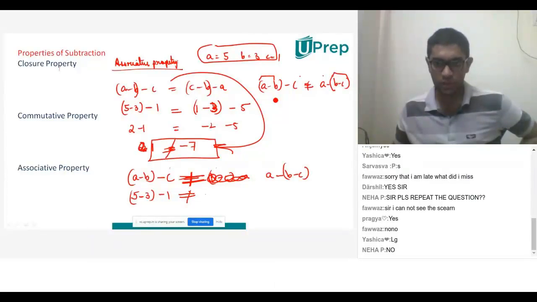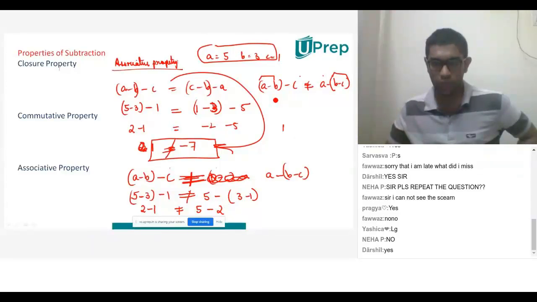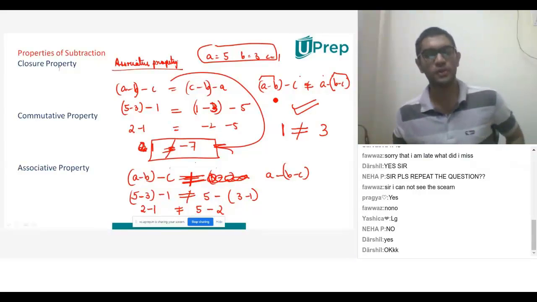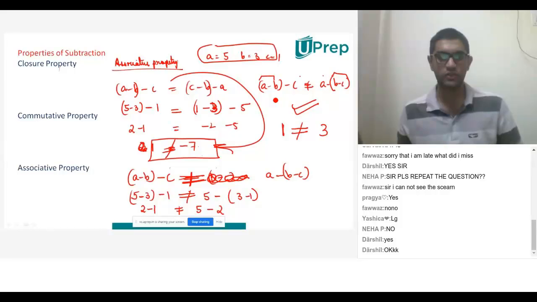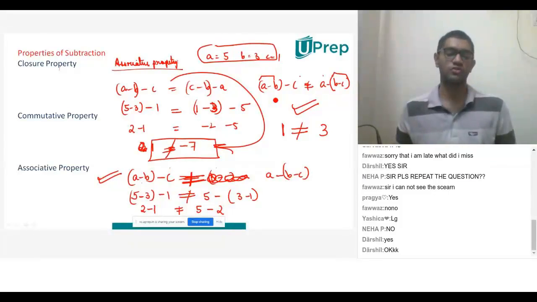Let's check. What is A? 5 minus, what is B? 3. What is C? 1. What is 5 minus 3? 2. Minus 1, as it is not equal to 5 minus, what is 3 minus 1? 2. So what is 2 minus 1? 1. Is 1 not equal to 3? Yes, 1 is not equal to 3. Therefore, our property holds true. As simple as that. This is the property, that A minus B minus C is not equal to A minus B minus C when I'm changing the positioning of the brackets.